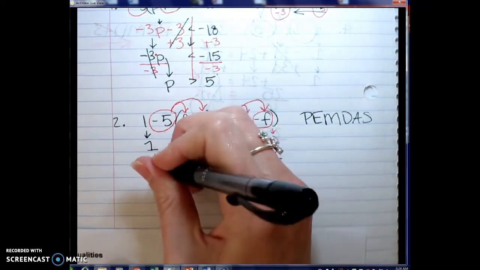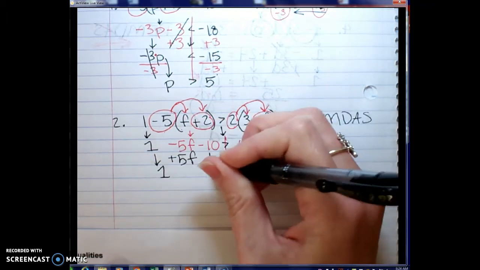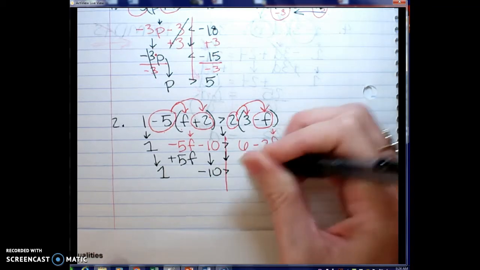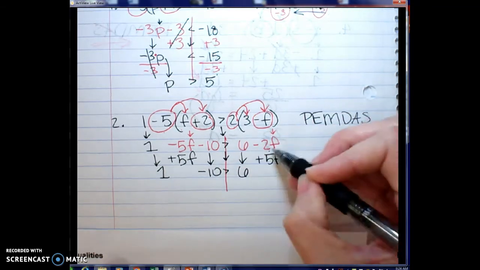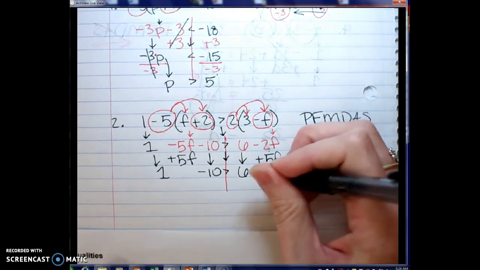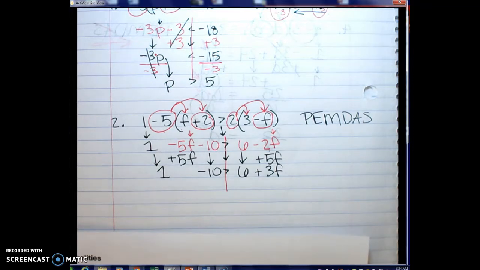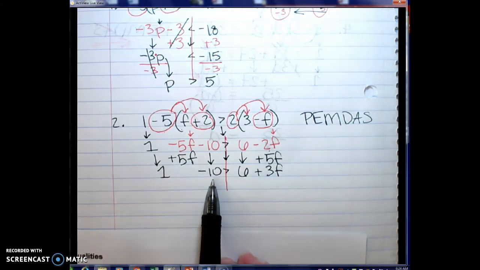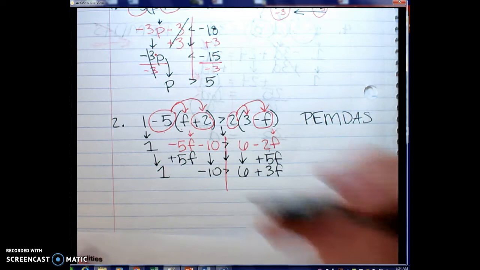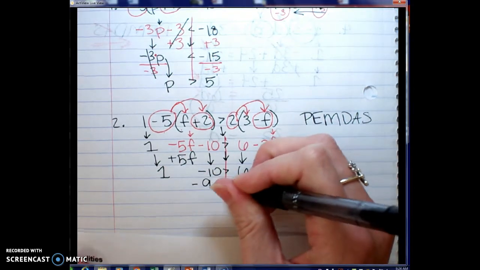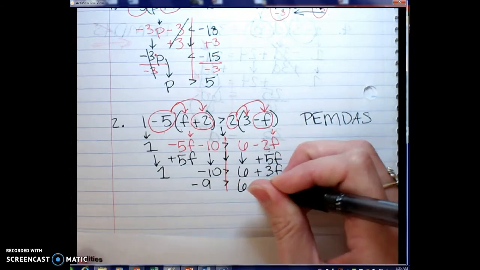On the left side, I'm going to carry down my 1. I'm going to carry down that -10, carry down my inequality symbol. The 6 carries down, and then -2f plus 5f gives us 3f, positive. Now I have the inequality down to just one variable. However, on the left side, I now have 1 minus 10. What is 1 minus 10? -9. So go ahead and make that a -9 and bring everything down. So greater than 6 plus 3f.